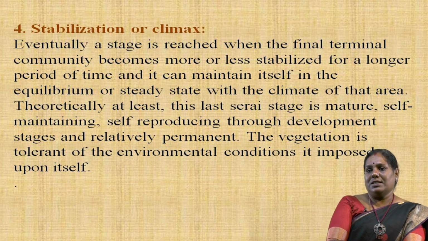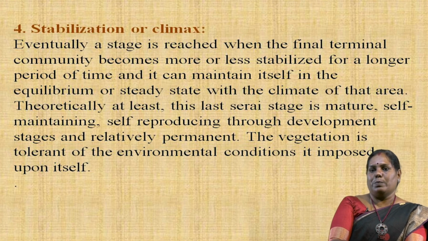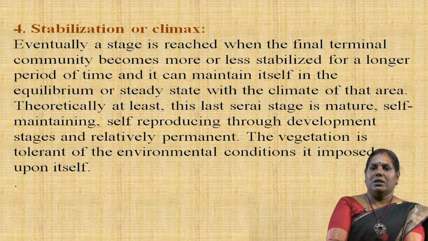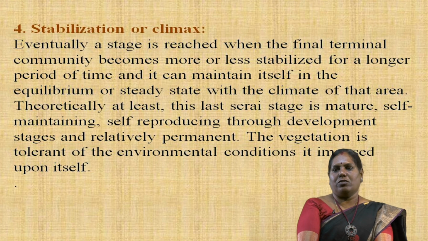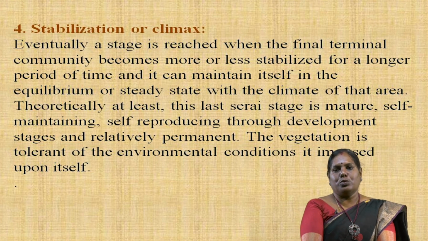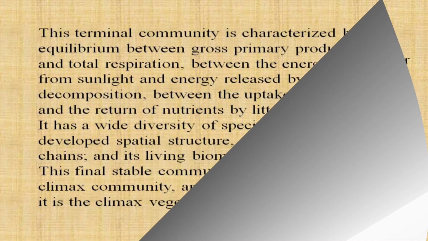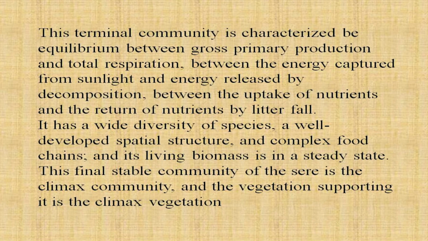Theoretically, at least, this last seral stage is mature and self-maintaining, self-reproducing through developmental stages and relatively permanent. The vegetation is tolerant of the environmental conditions. It is imposed upon itself. So, this is the stabilization or climax. This is the final stage of the community in ecological succession.